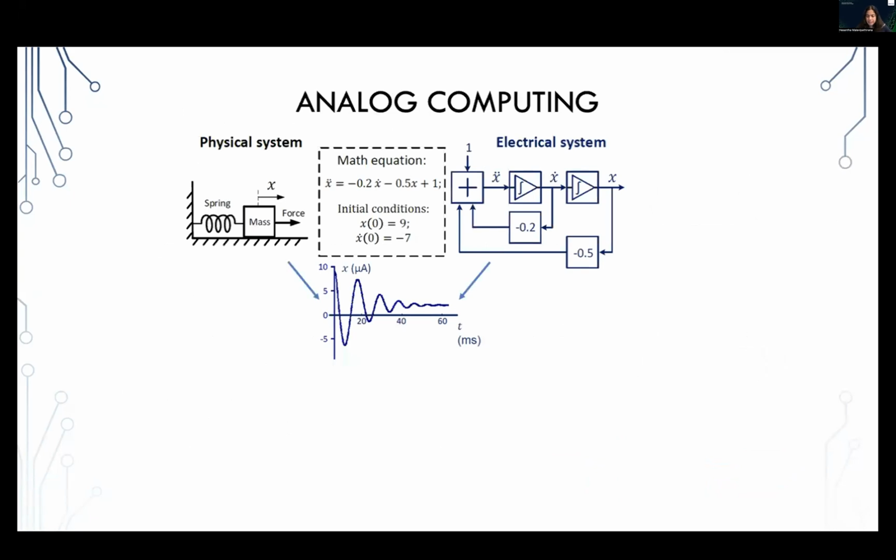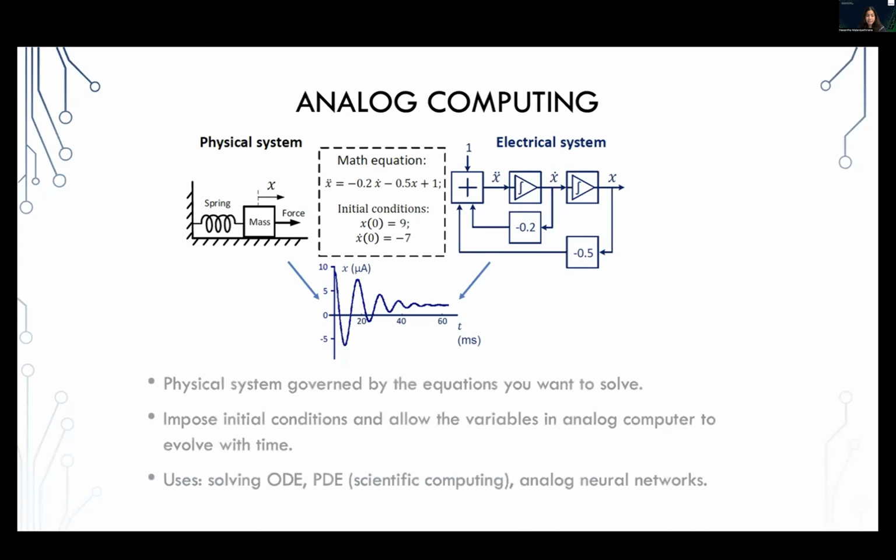So to give you a clear example, consider a physical system such as a spring mass system. In this kind of system, we can model the physical system using a set of equations. To be precise, differential equations. These are partial differential equations and ordinary differential equations.